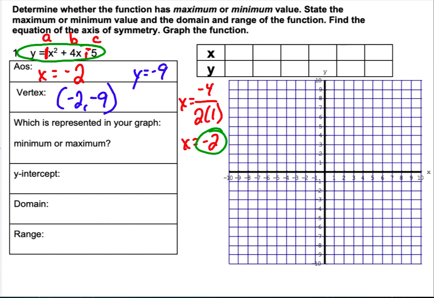Now, I decide, is it going to have a maximum or a minimum? Well, my a value is a positive number, so it's going to open up, so that means I have a minimum.